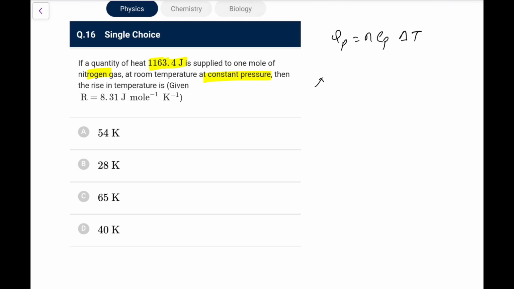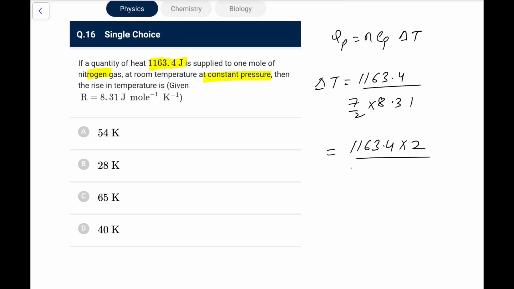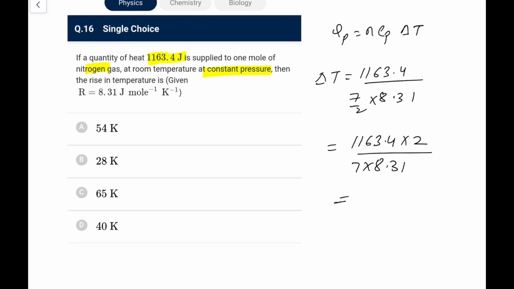Moles is 1, so delta T, you can say Qp is 1163.4 joules, n is 1, Cp would be 7R by 2. 7 by 2 into 8.31, you can say, into 2 divided by 7 into 8.31, so it comes out. So this is 2 4s are 8, 2 3s are 6, 2 6s are 12, 3 2 upon 7 1s are 7, 7 3s are 21, 7 8s are 56, 58.17.